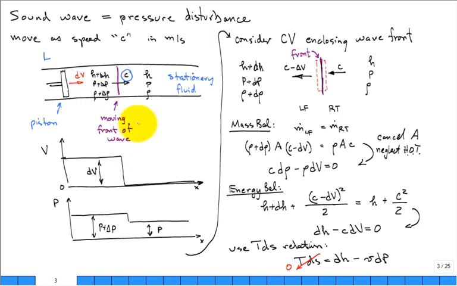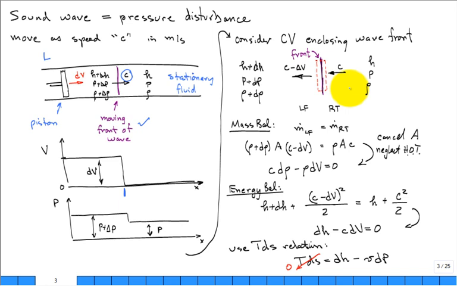So we have this moving wavefront. Think about the velocity at an instant in time. Right there is the position of that wavefront. Behind it, it's moving at delta V. In front of it, doesn't know anything's happened yet. It's just sitting there stationary. Likewise for pressure. Do a little control volume, enclosing the wavefront. The control volume is moving at the speed of sound. It's not accelerating or decelerating. It's moving at that speed C.